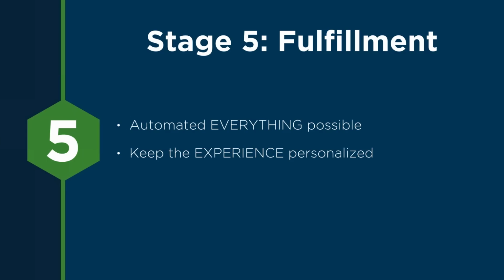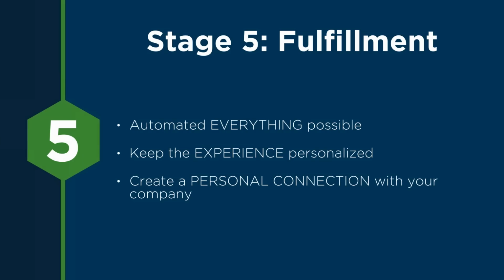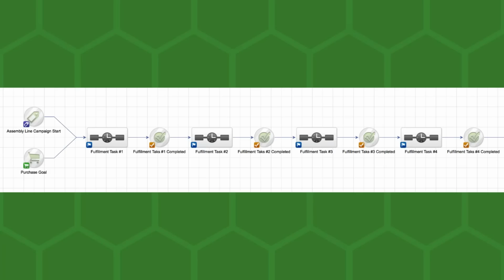Okay, stage 5 is fulfillment. So you want to automate everything possible, okay, as much as you possibly can. But at the same time, you've got to keep the experience personalized. So this can be a little bit tricky sometimes. You want to really create a personal connection with your company. So every client or customer of yours needs to feel personally connected to you or your company or someone in your company. This is what we call our assembly line campaign. So many of you will have a situation like this. As soon as someone purchases, you have an assembly line of things that need to happen, right? You've got, Mary needs to call and make a welcome call.